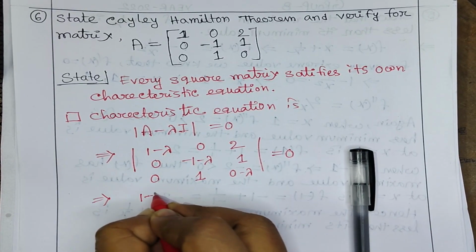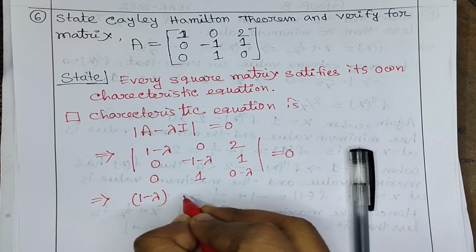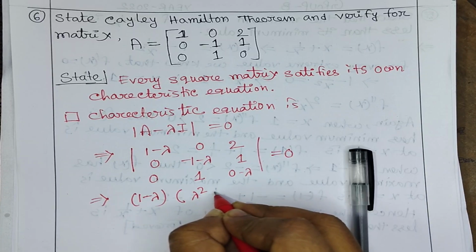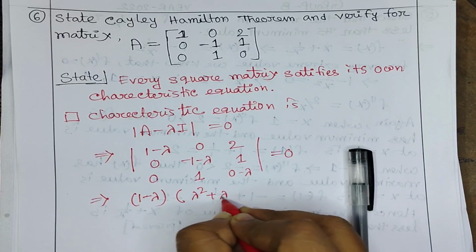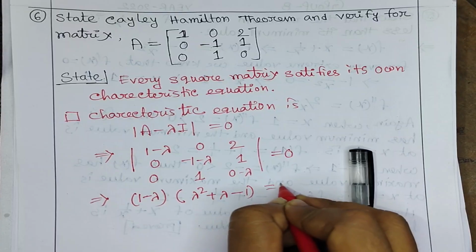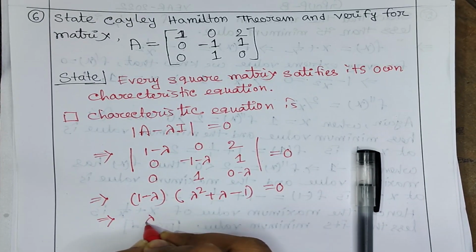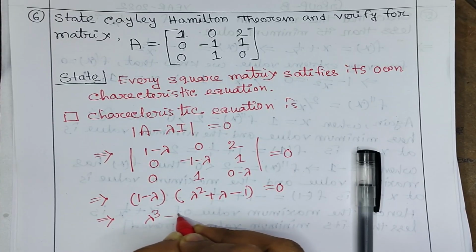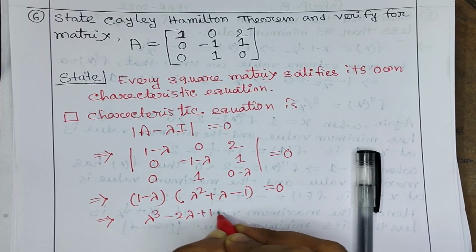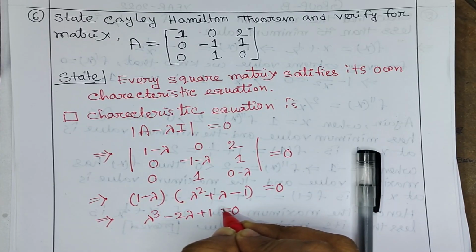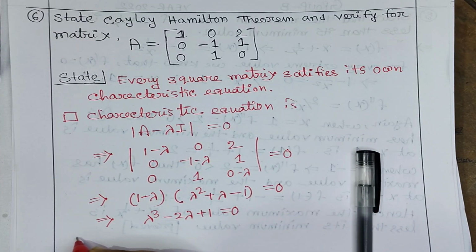And we simplify that and we get (1-λ)(λ² + λ - 1) = 0. This implies that λ³ - 2λ + 1 = 0. And this equation is satisfied by A.